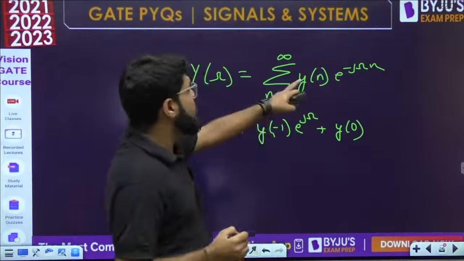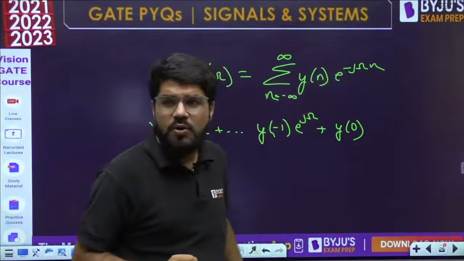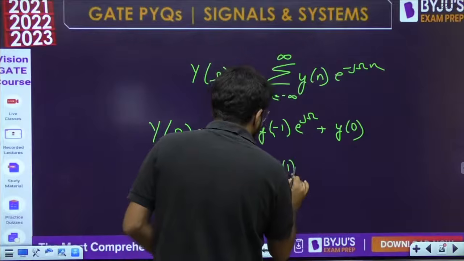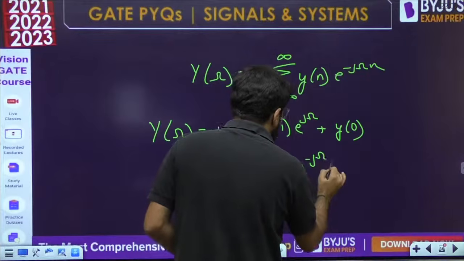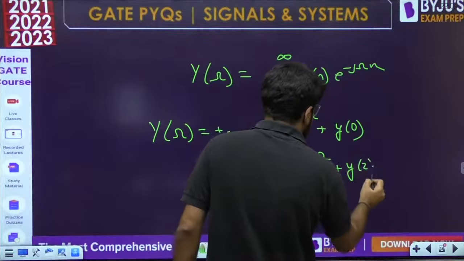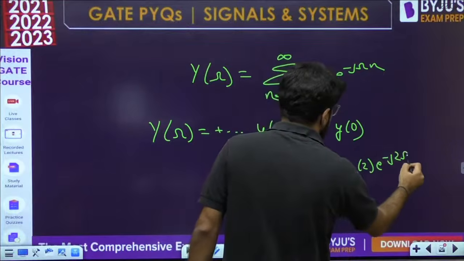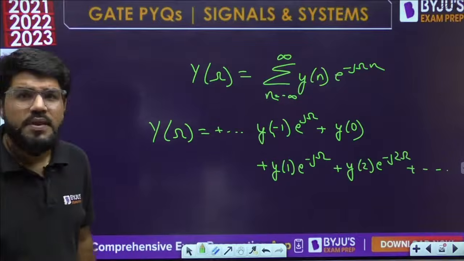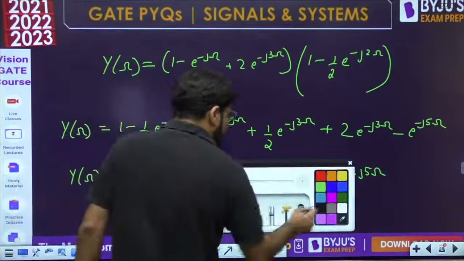Plus y of 0, with n equal to 0, e power 0, that will be the constant term. Similarly, you will have y of 1 multiplied by e power minus j omega, taking n value 1. Then I will put down y of 2 e power minus j2 omega, and so on. So I just need to compare them.